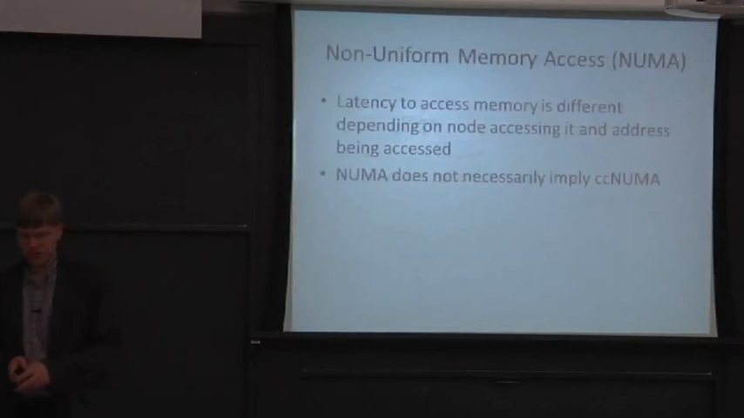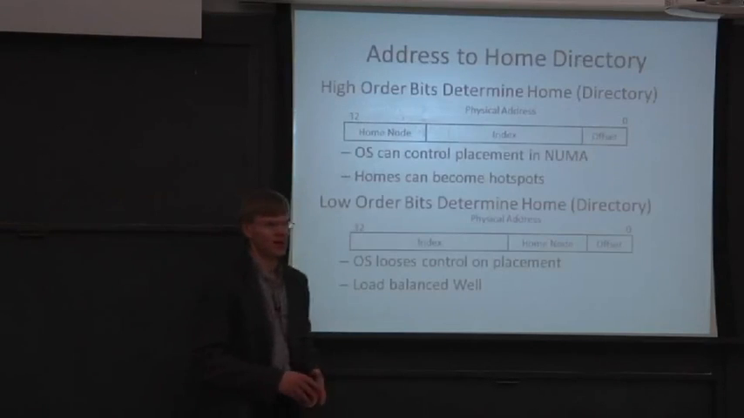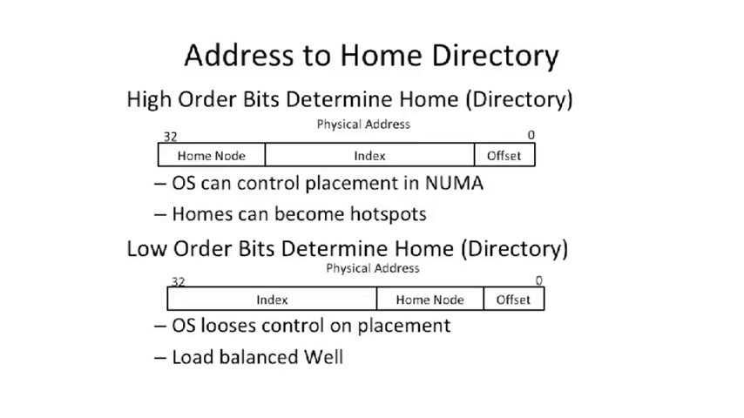OK, so now that we've gone through the beginning exercises of what a directory-based distributed shared memory machine looks like, let's talk about how to actually figure out where the directory is. So you have an address. And usually in these systems, you're going to want to do this on a physical address basis. You're not going to want to do this on virtual addresses.